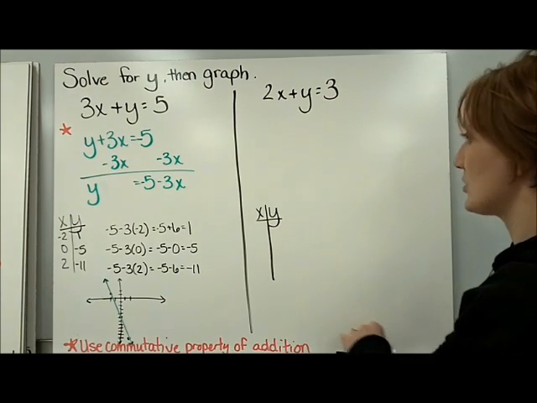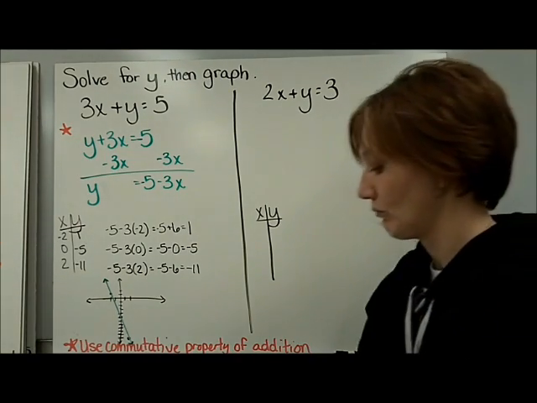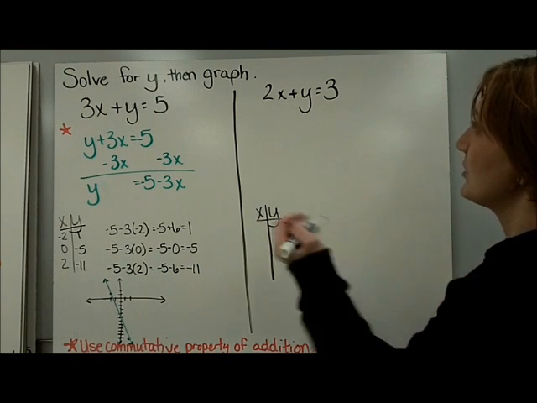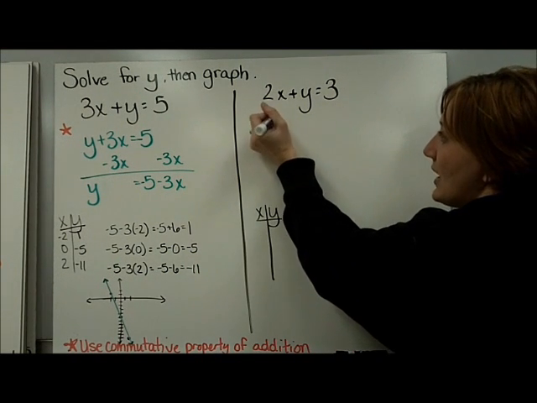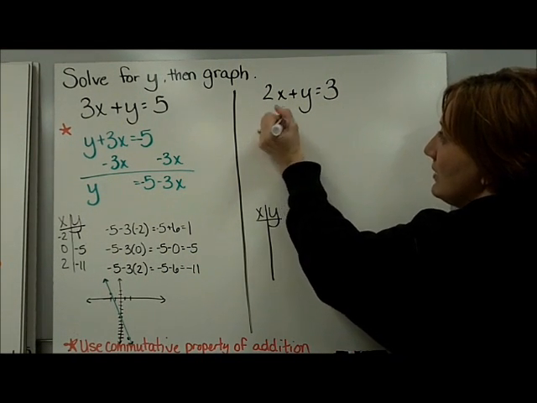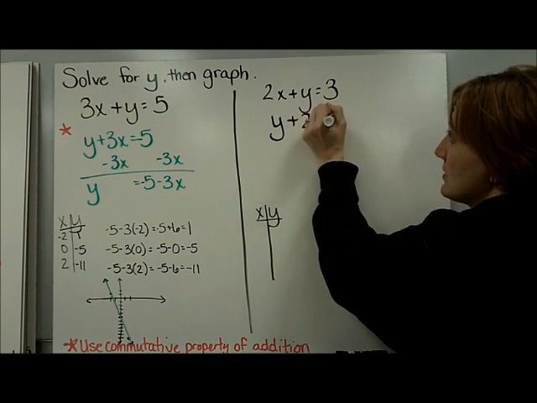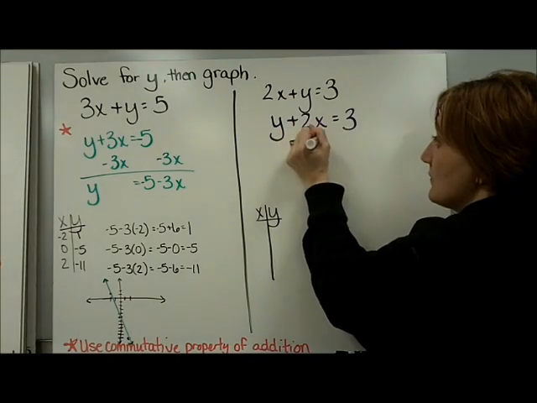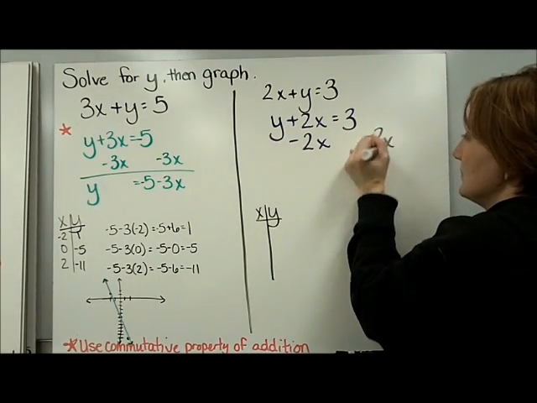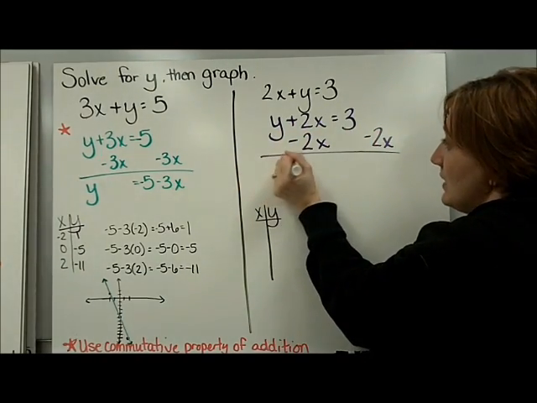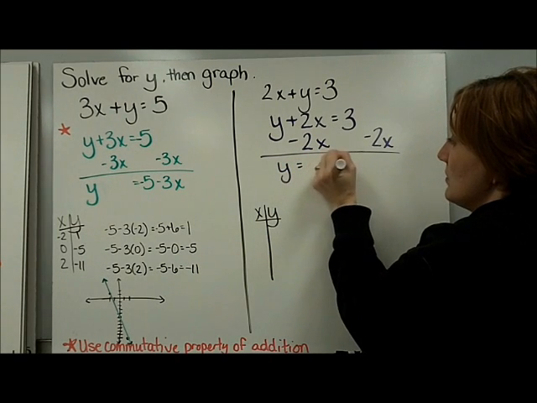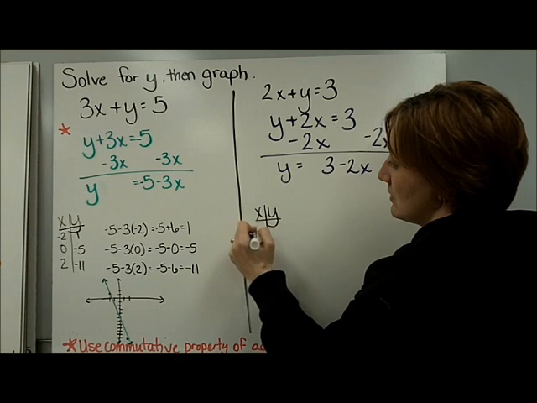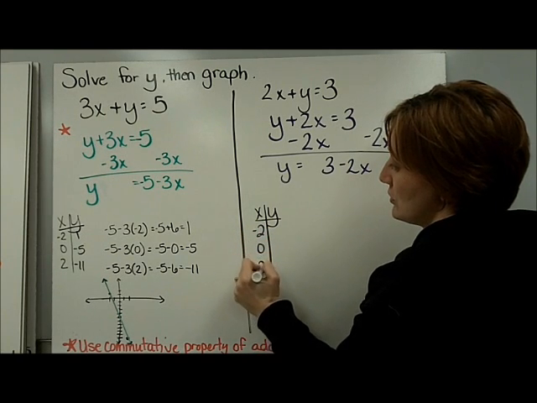So over here, if I'm going to do that, I'm going to rearrange it so that I have y plus 2x equals 3. I need to get rid of the 2x, so I subtract it from both sides. And I end up with y equals 3 minus 2x. Inputting some values, negative 2, 0, 2.